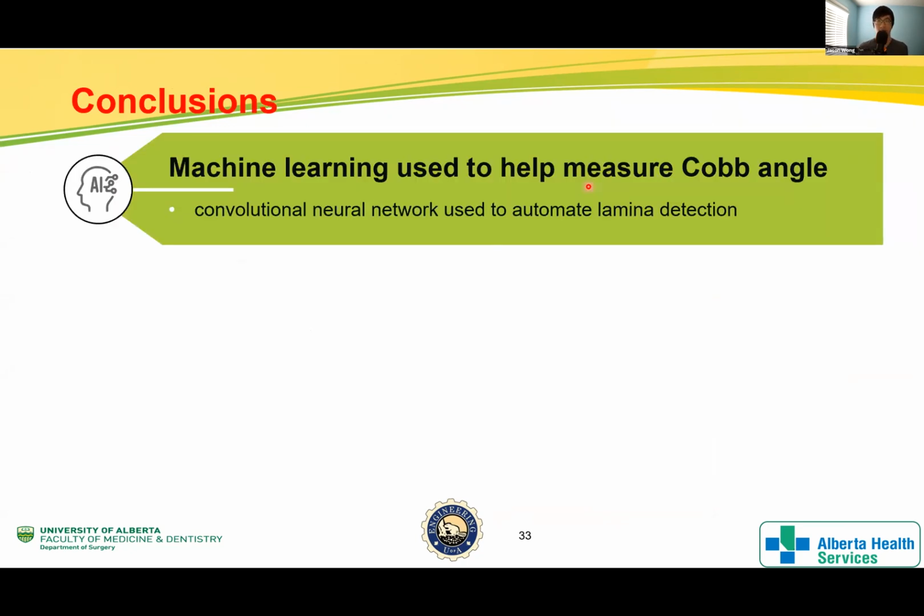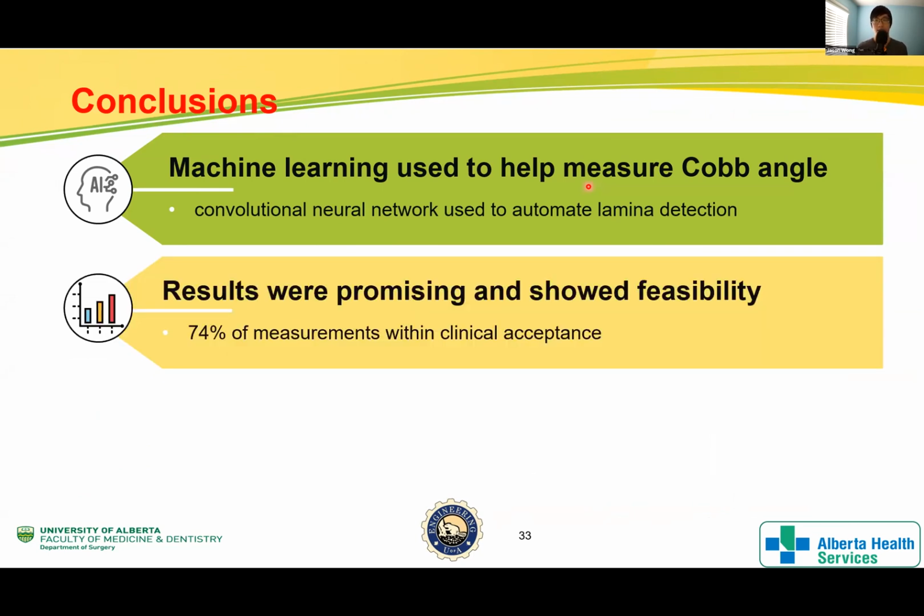All right, in conclusion, machine learning was used to help measure the Cobb angle, where we used a convolutional neural network to help automate landmark detection. The results are promising. They showed feasibility. As I said, we got 74% of measurements within clinical acceptance.